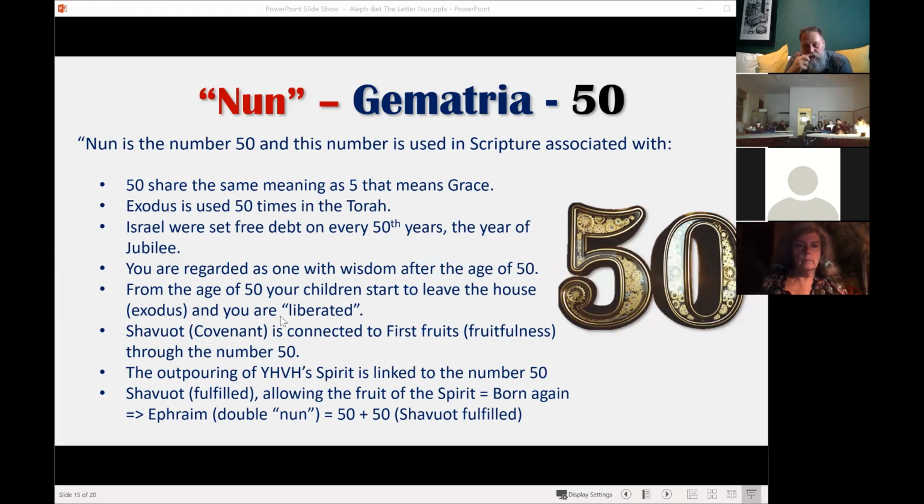That 50 is also linked to the fulfillment of Shavuot, which is the outpouring of the Spirit, which is the born again process, which we just looked at, which is the Tanin process and the Leviathan that you need to face in order to become a priest and mature Adam.